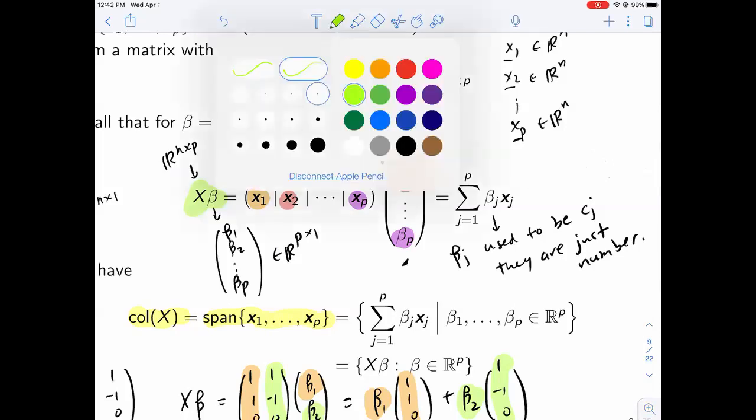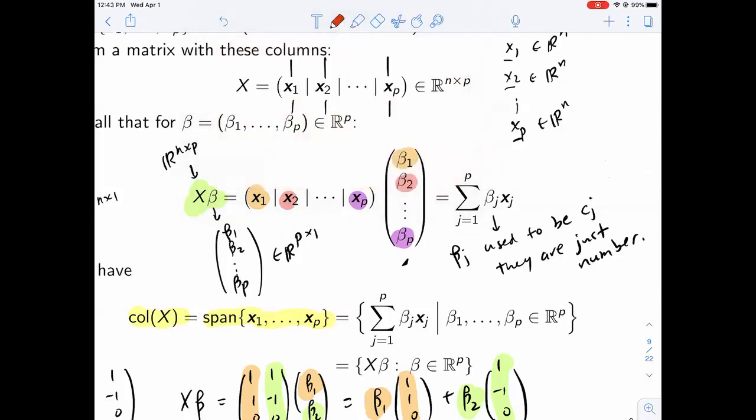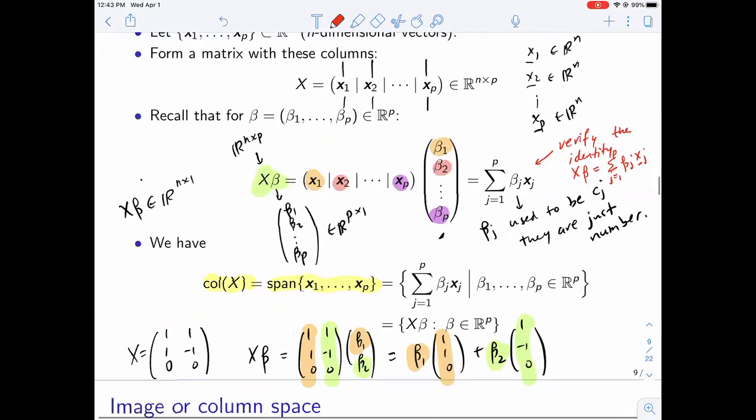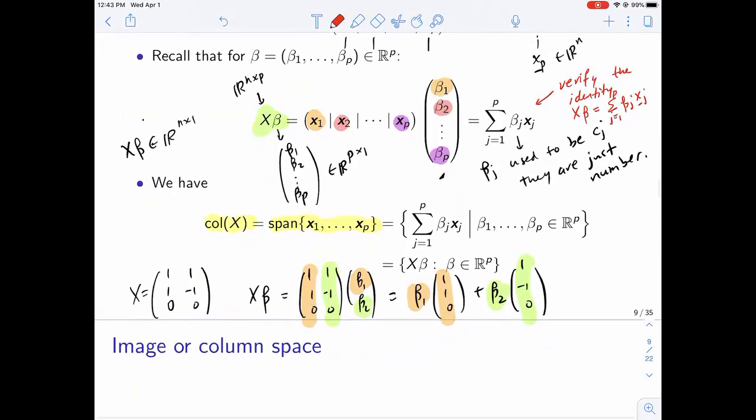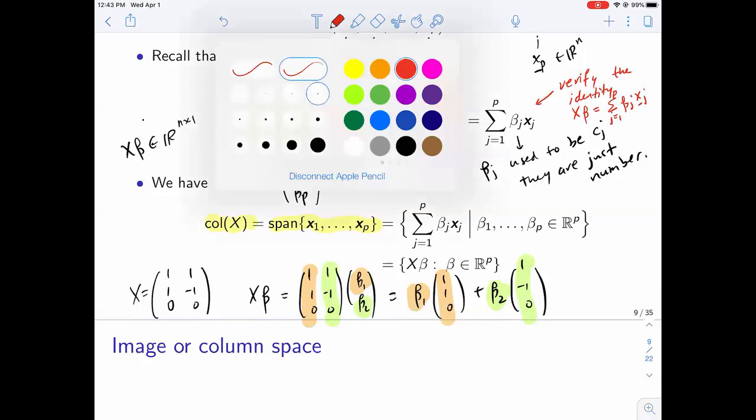How can I write this? Let me see. Verify the identity. The identity is X beta is equal to the sum of beta j xj, j from 1 to p. Does that make sense? Yeah, I'm just writing it down, sorry. No problem. Okay, thank you. Other questions?